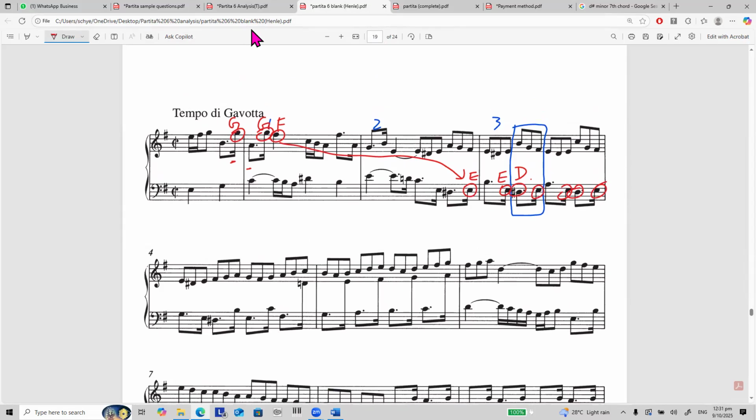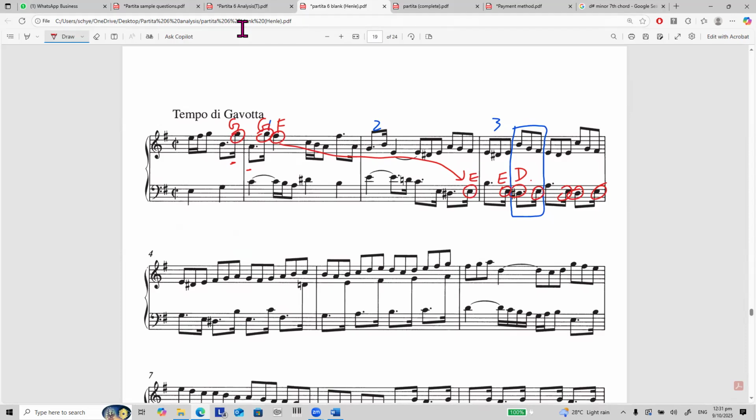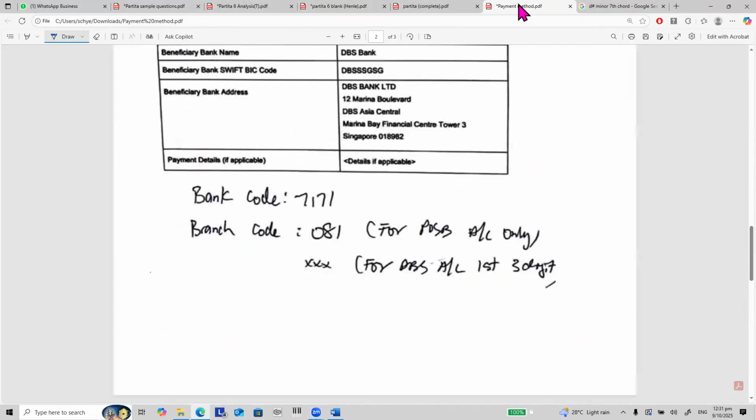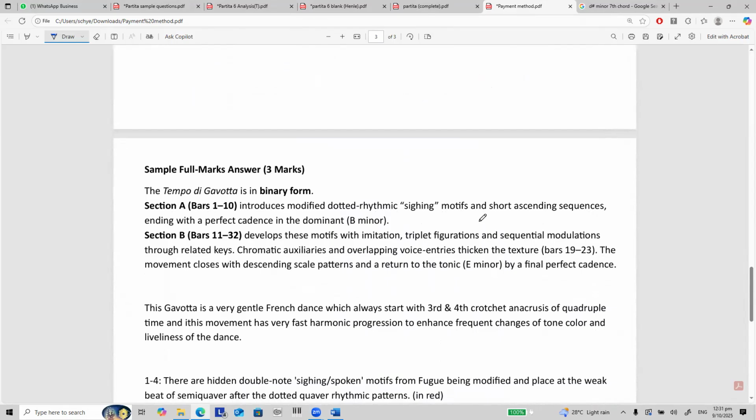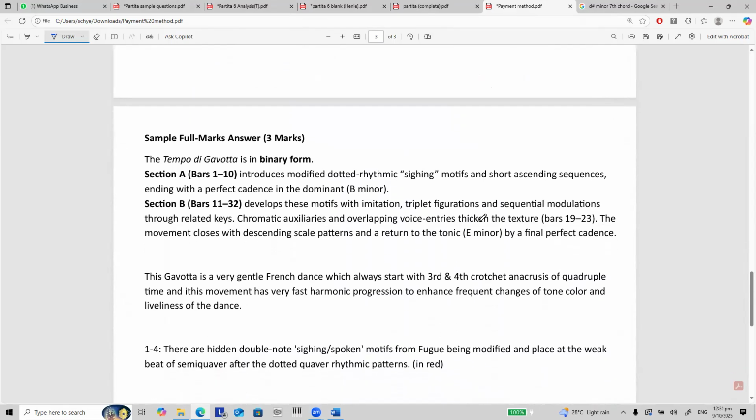So this is something quite obvious here. This is what you can see, something that you can see here.